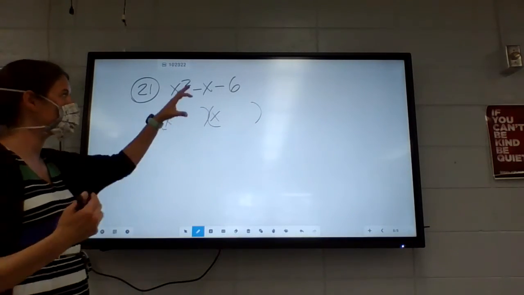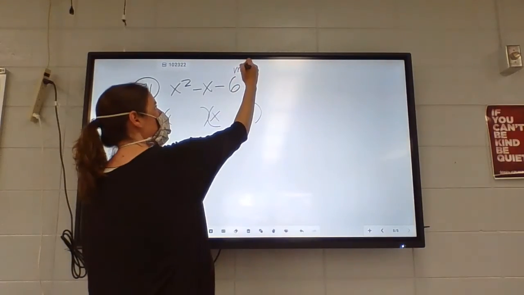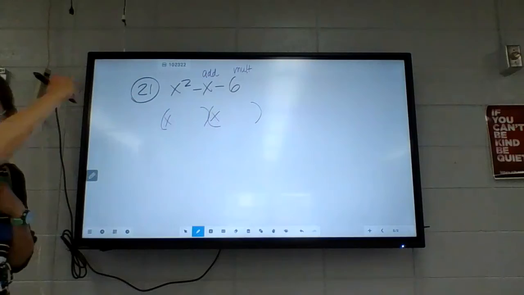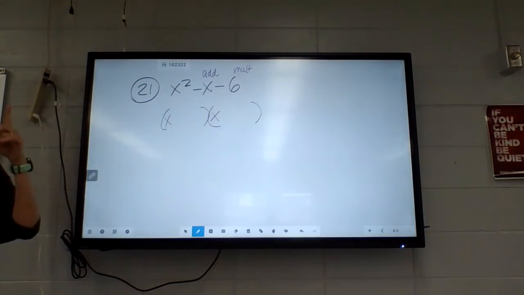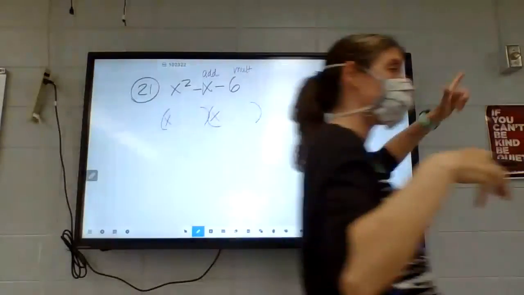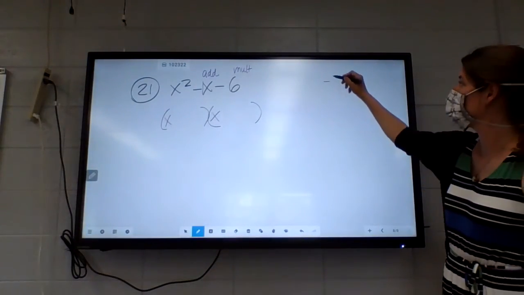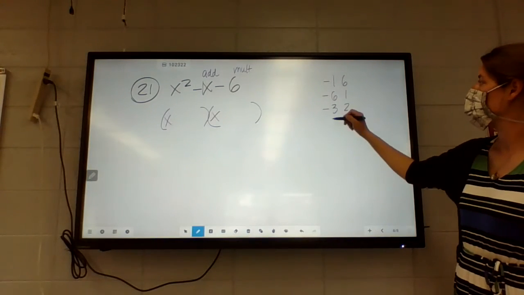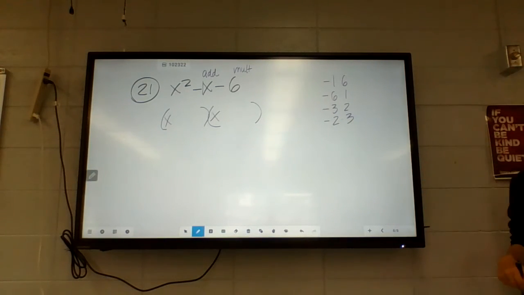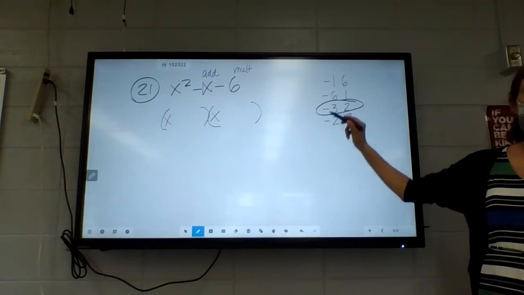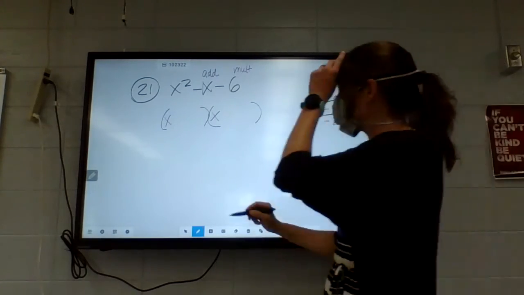So in that case, this is the kind where I want to multiply to get this term, but add to get this one. What is this term technically? A -1. So I want to multiply to -6, but add to -1. That's my list. Which one adds to give me a -1? Here's my -3 and +2.